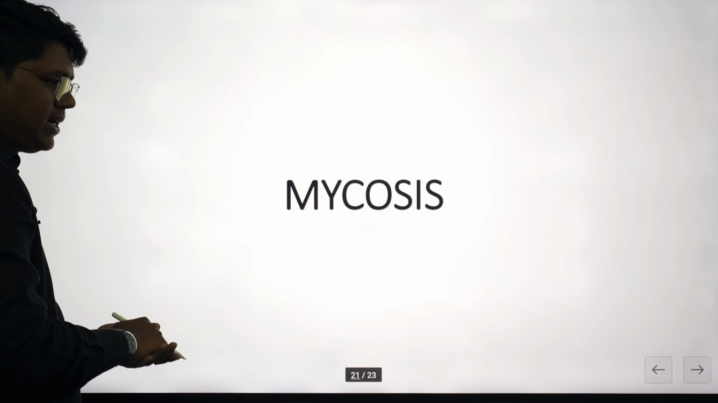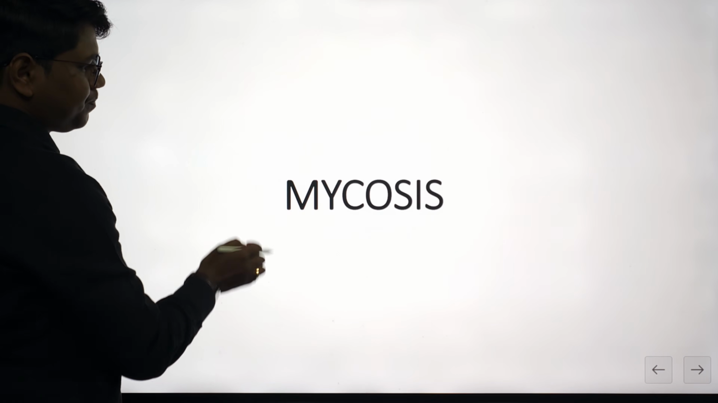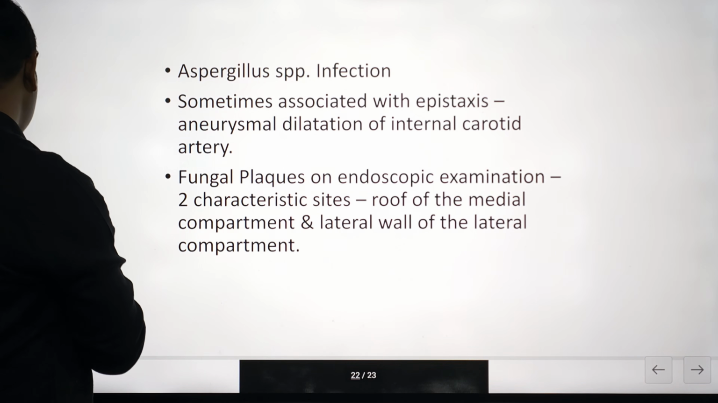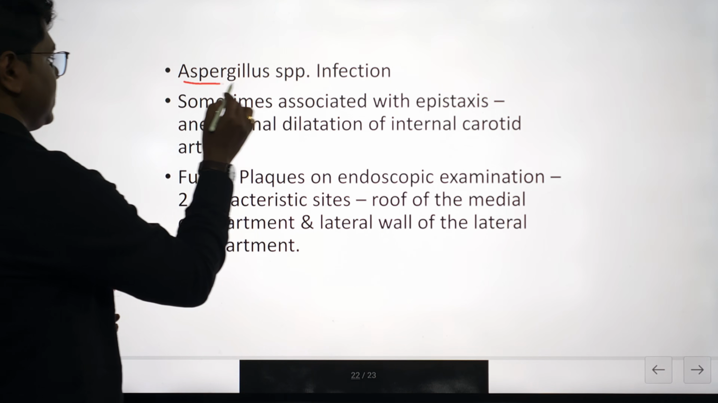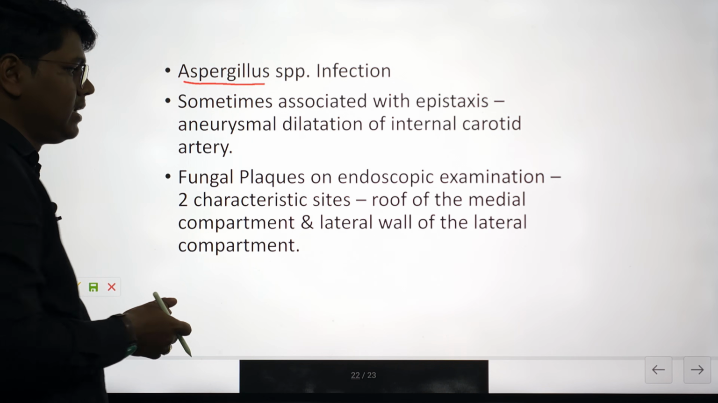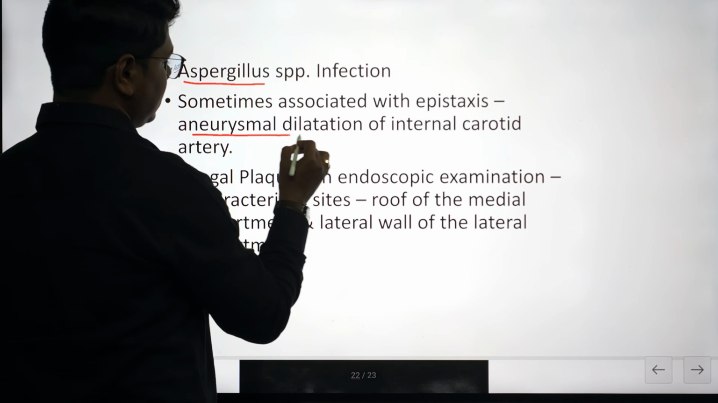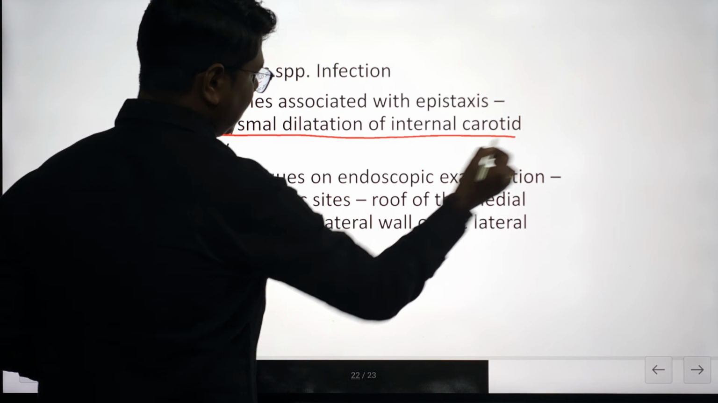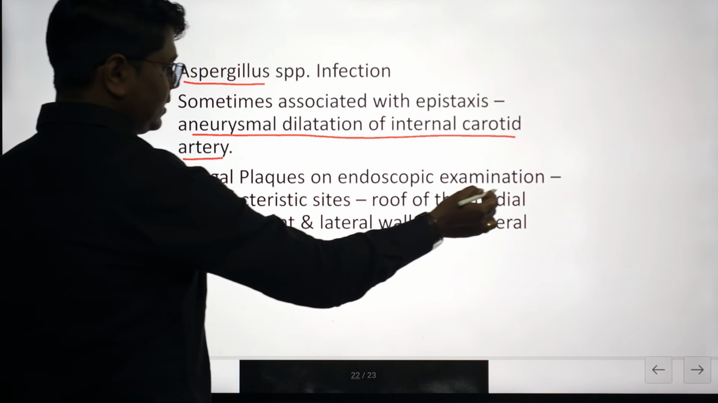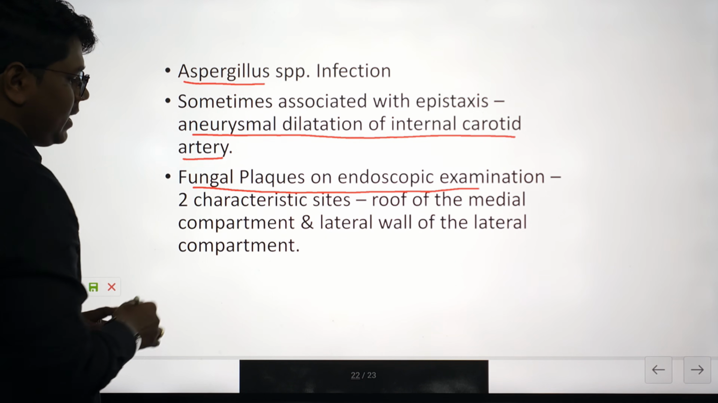This is a very important disease, mycosis of the guttural pouch. So most commonly it is caused by Aspergillus species. Sometimes it is associated with epistaxis. Why? I have already explained. Because of aneurysmal dilation of the internal carotid artery. Fungal plaques on the endoscopic examination, this is how you can diagnose this particular disease.